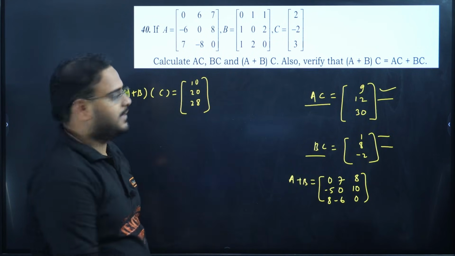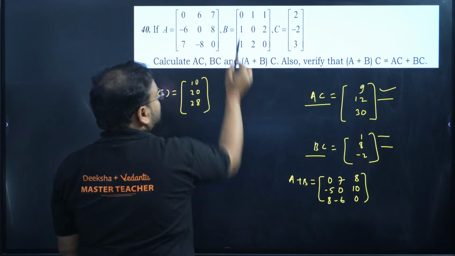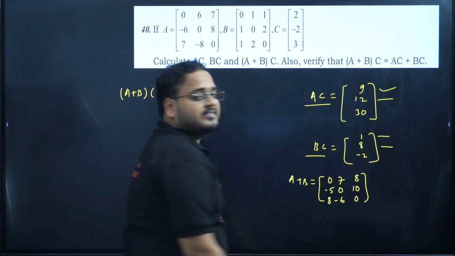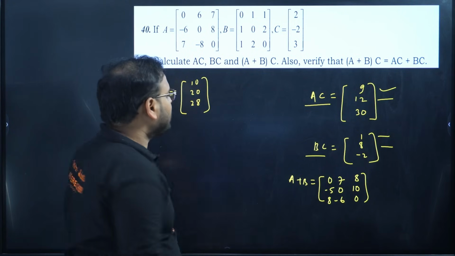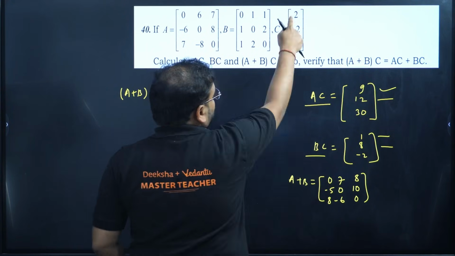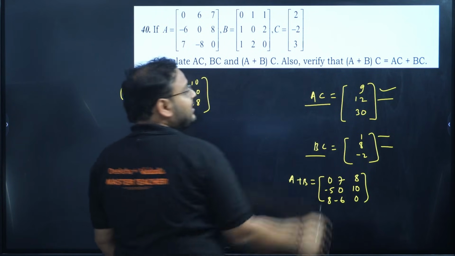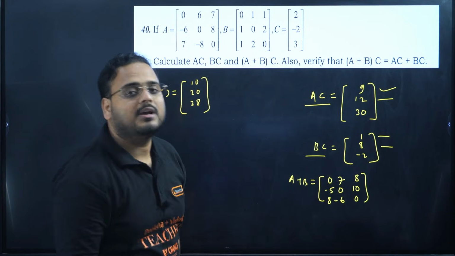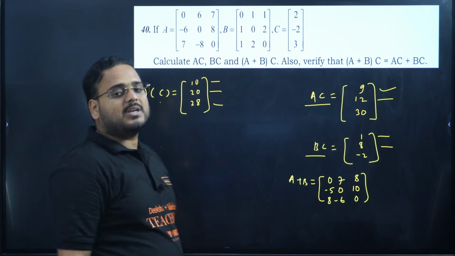Now A plus B. Find A plus B. Sum of these two, 0 plus 0, 6 plus 1, 7 plus 1, you can check. 0, 7, 8, minus 5, 0, 10, and 8 minus 6 and 0. Okay. Once you get this, multiply this A plus B with C. This C. 0 into 2, 0. 7 into minus 2 is minus 14. 8 into 3 is 24. Minus 14 plus 24 is 10. This is the elements of A plus B into C.